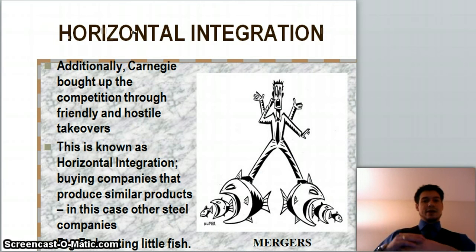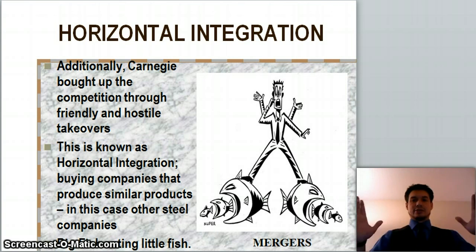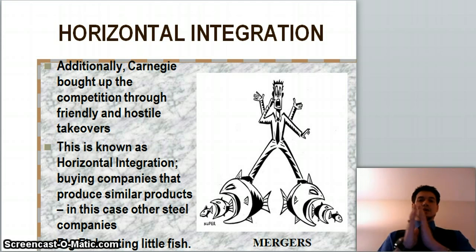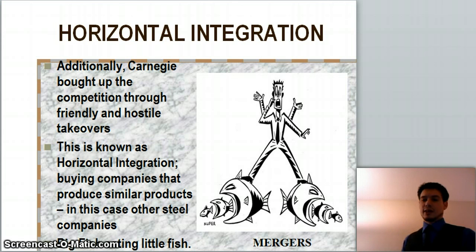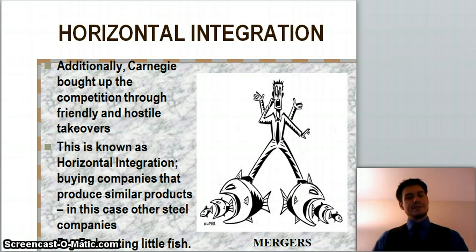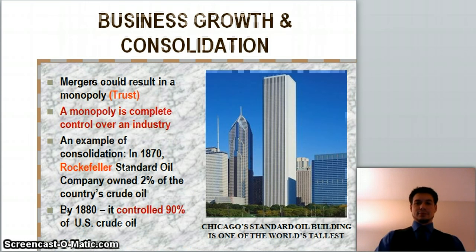And at the same time, we have horizontal integration. So we have vertical integration and horizontal integration. And additionally, Carnegie bought up all the competition through friendly and sometimes hostile takeovers, known as horizontal integration, buying up companies that produce similar products, in this case, steel. Big fish eating little fish.